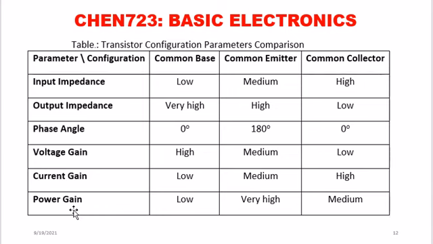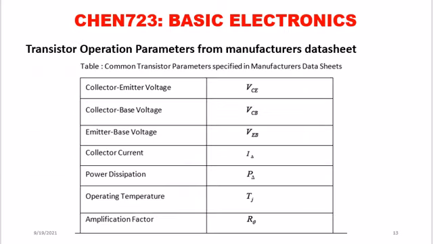So the next thing is the operation parameters from the manufacturer's datasheet. That is, whenever I go to a seller, I want to buy any transistor for an application, they will give me, and of course I can have access to what they call datasheet. This datasheet will give you information about some parameters. The first one is the voltage between collector and emitter, VCE, will be given. The collector base voltage, VCB, is also given. Emitter base voltage, VEB, is also given. Collector current, IC, is given. Power dissipation, PD, is given.